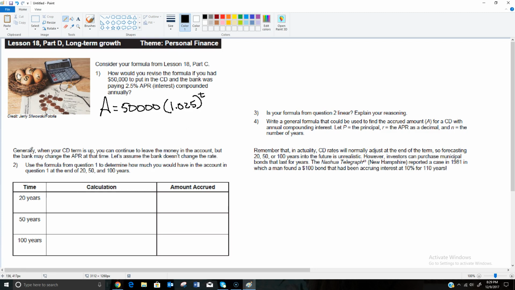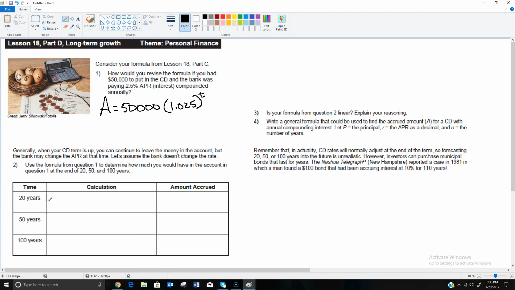So it says for number 2, it's generally when your CD term is up, you can continue to leave the money in the account, but the bank may change the APR. But let's assume the bank doesn't change the APR. So use the formula from question 1 to determine how much you'd have in your account after 20, 50, and 100 years. So this looks very similar to what you'll see on the review in the test.